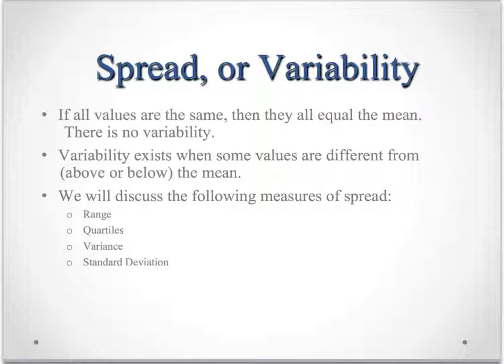So if all values are the same, then they're all going to be equal to the mean and there is no variability. Nothing's different. Variability comes into play when we have values that are different from the mean, above or below. Almost all the data you'll ever look at has variability, and so we want to find ways to measure that. We have the following measures of spread that we'll look at: the range, the quartiles, the variance, and the standard deviation.